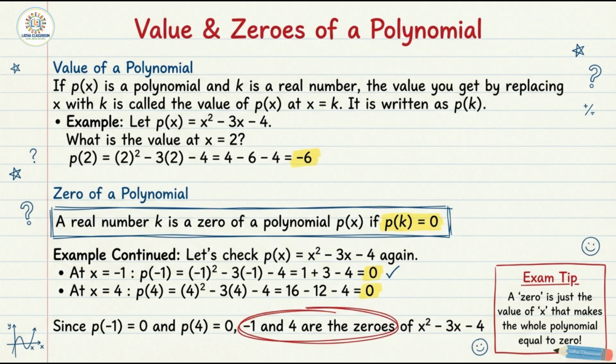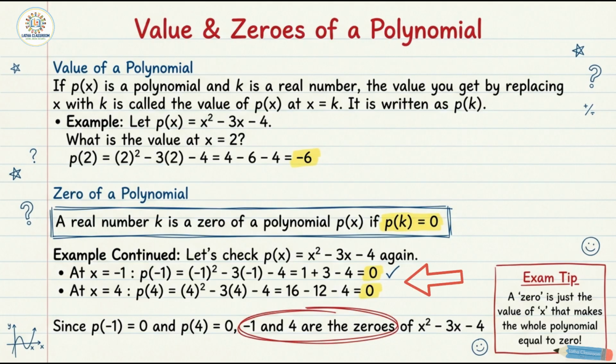Next, zero of a polynomial. A real number k is a zero of a polynomial p of x if p of k equals 0. Example, let's check. P of x equal to x square minus 3x minus 4 again. At x equal to minus 1, p of minus 1 equals minus 1 whole square minus 3 into minus 1 minus 4, which is 0.